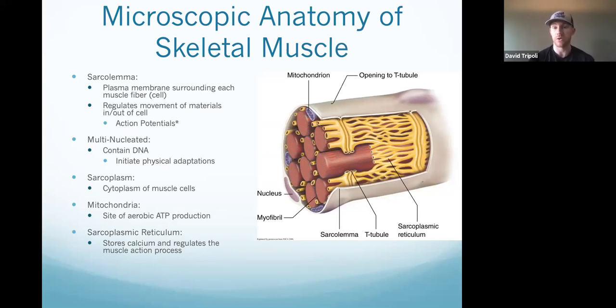So like action potentials, that's going to be the signal, the electrical signal that causes the muscle to contract, or trying to tell the muscle to contract. They are multinucleated. That just means they have multiple nuclei, which contain DNA, which are important for genetic changes like developing muscle, building proteins, things like that.